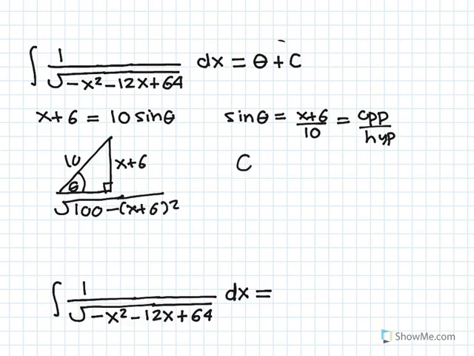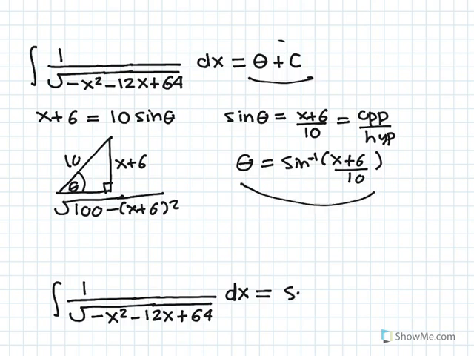All right, so now take the inverse sine of both sides. We get theta is equal to sine inverse of x plus 6 over 10. So we can now get the answer in terms of x. The integral is going to be equal to theta plus c, but theta we have got in terms of x. So that's going to be sine inverse of x plus 6 divided by 10 plus c.